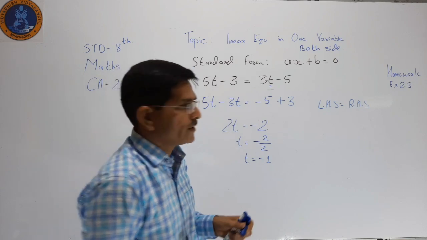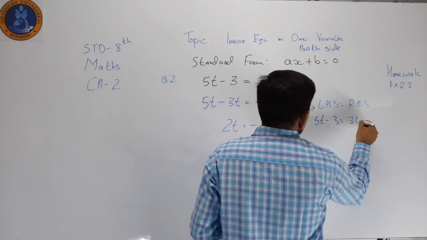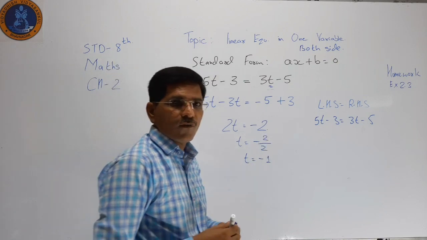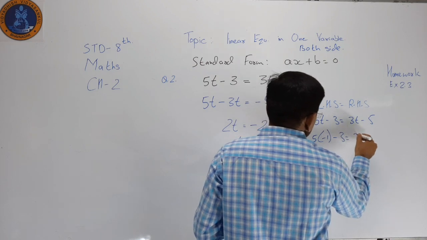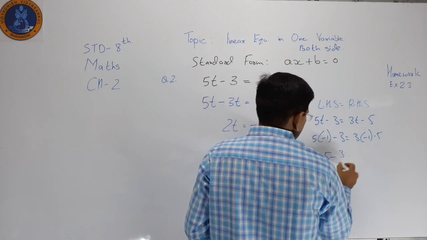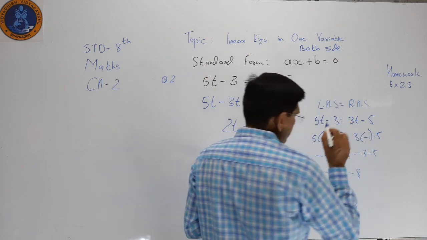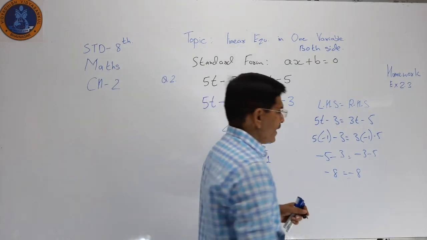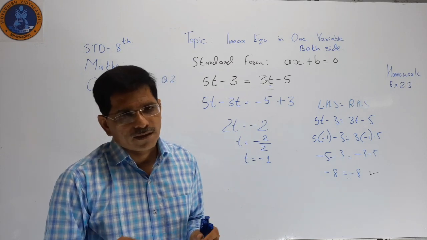5t minus 3, 3t minus 5. Now value of t, that is minus 1. So I have to write 5 and in bracket minus 1 minus 3, 3 into minus 1 minus 5. So minus 5 minus 3, that is minus 8. Minus 3 minus 5, that is minus 8. So we can see that our answer is correct. We have to make a tick and say that our answer is correct.